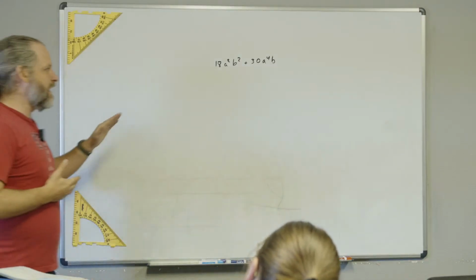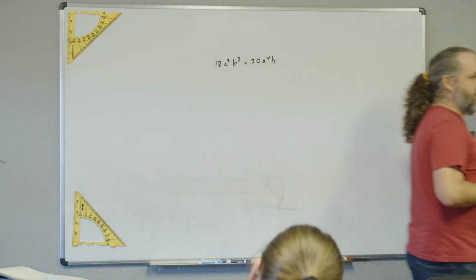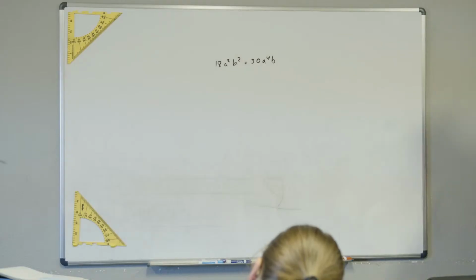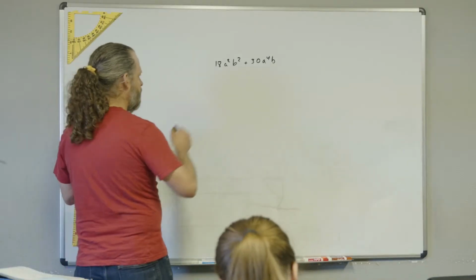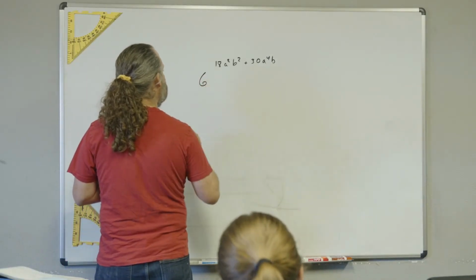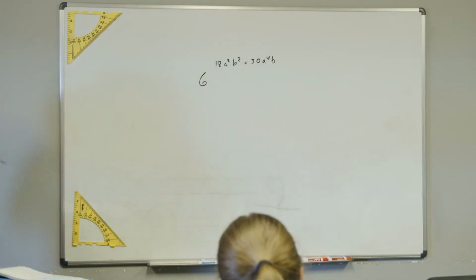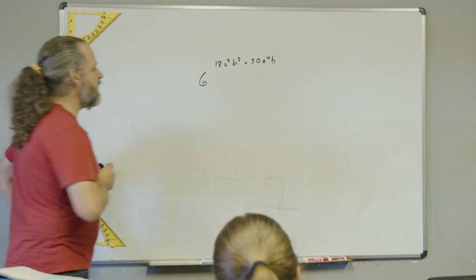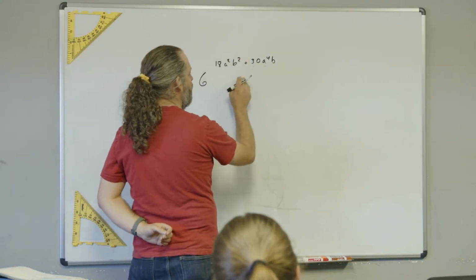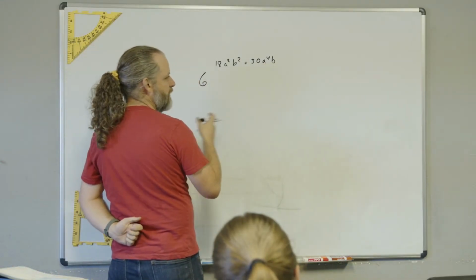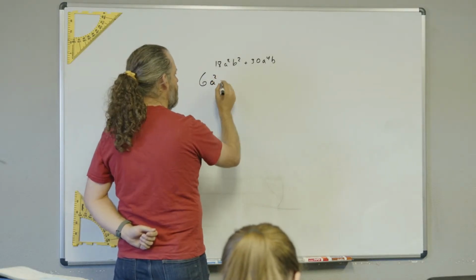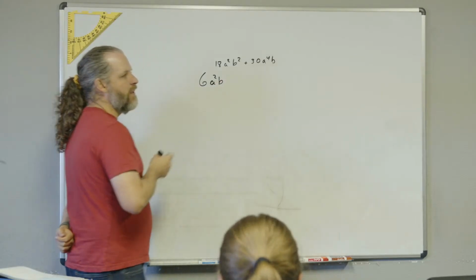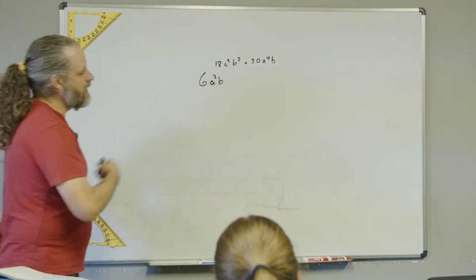Is there anything that goes into both 18 and 30? 6 goes into 18 and 30, so we can pull the 6 out. Are there any letters that are in common between the two? A squared and b. There is at least an a squared in both, as an a to the 4th has a squared times a squared in it, right? So there's an a squared, and there's at least one b, right? We can pull all of that out. And that's everything that's in common.